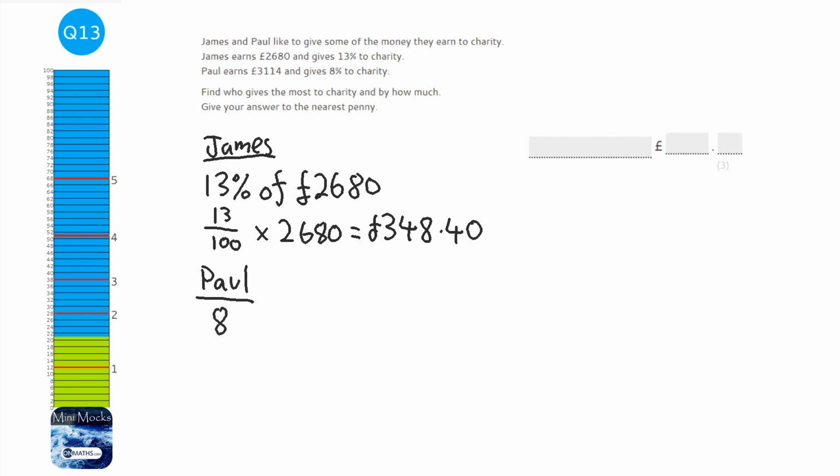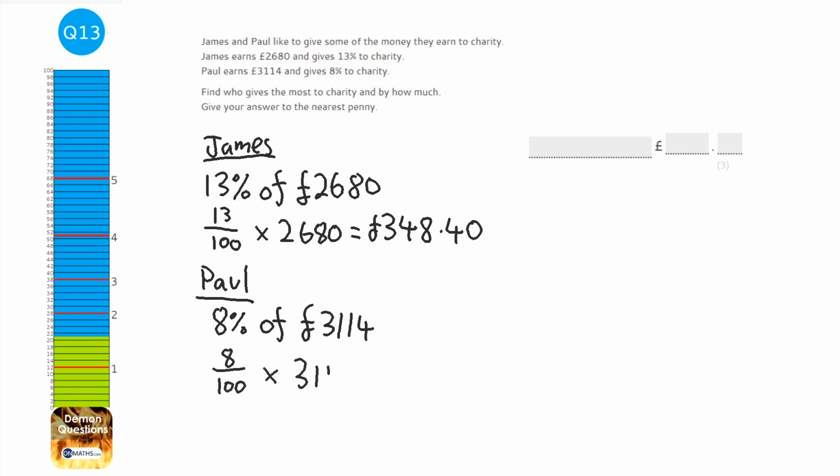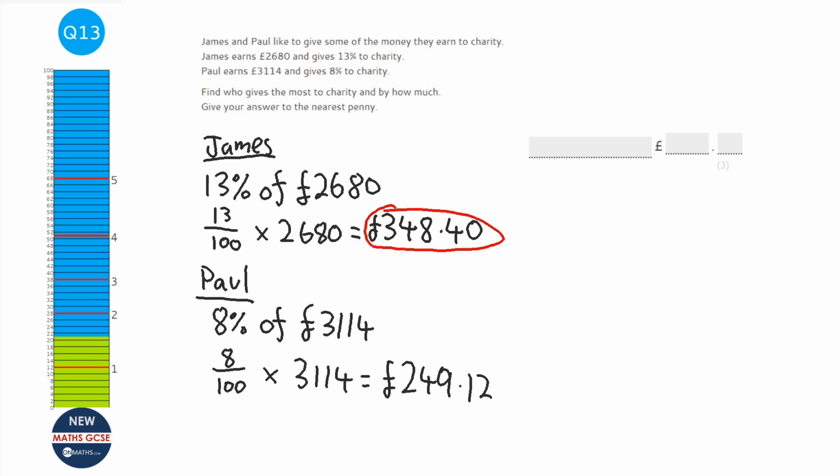So we want 8% of 3,114. So we're going to do 8 over 100 times 3114. So fraction button, 8 over 100. Or we could do 8 divided by 100, which gives you the same answer, times 3114. And that's going to be £249.12. So obviously James gave the most because that's the biggest number. So my answer will be James.